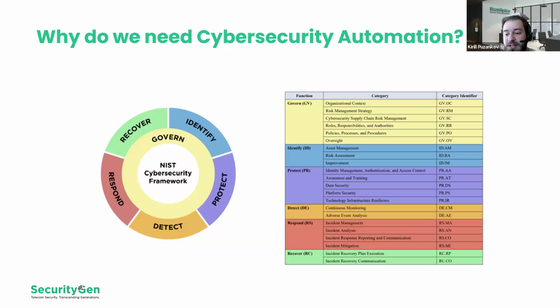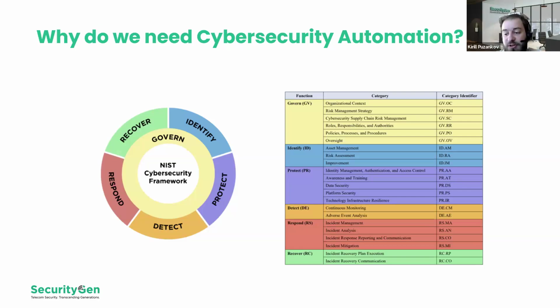The second one is the protect step. Protect is about implementing preventive measures, right? Safeguards to ensure that you deliver the critical service in a safe way. The detection step is about the company being able to implement activities, right, that can indicate and identify the occurrence of cybersecurity events.